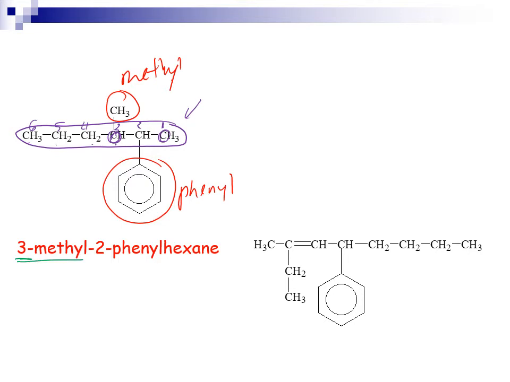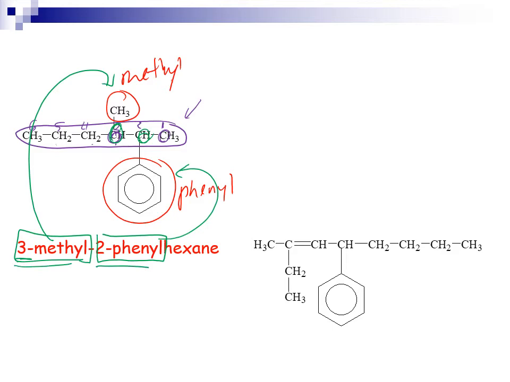And so we end up with our 3-methyl. So think of that as, this is the description of this branch here. It is a methyl branch on the 3rd carbon. And this 2-phenyl is a phenyl branch that's on the 2nd carbon. So it is 3-methyl, 2-phenyl, and the parent is a hexane.